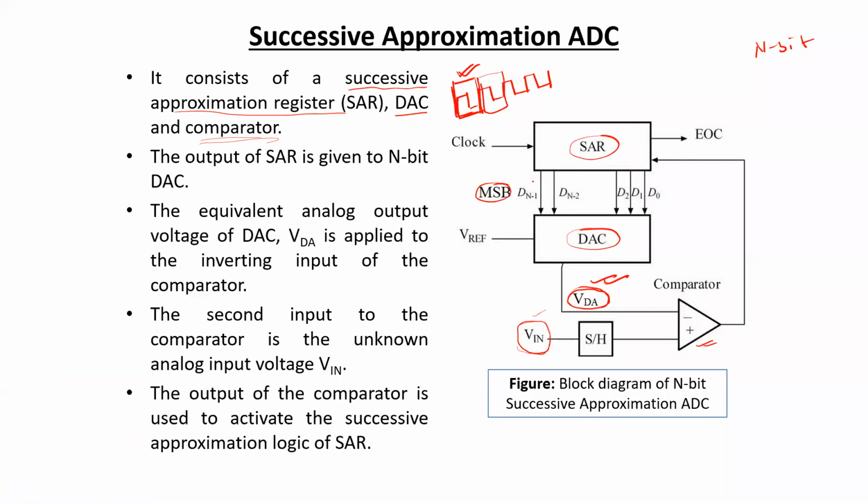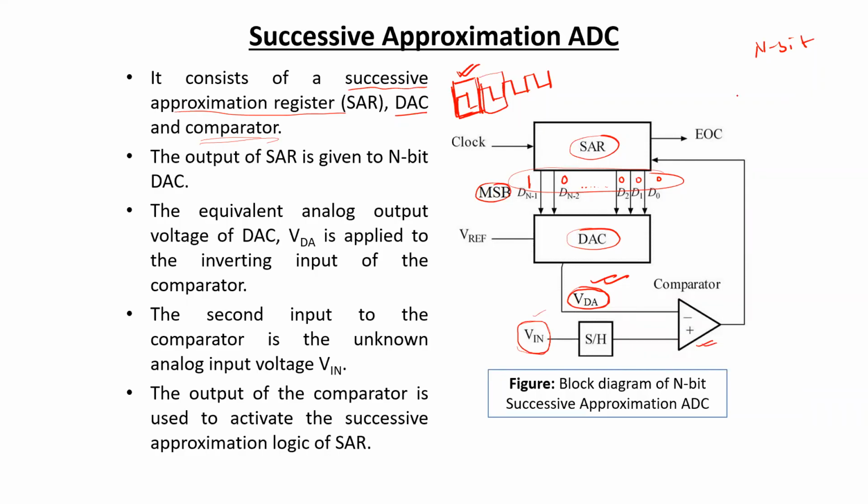Okay, so in the first stage, or the first cycle, let's say, the SAR sets the MSB equal to 1 and keeps all the other lower bits equal to 0 at the initial stage. So for n bits, there will be multiple intermediate bits as well, but all of them would be set equal to 0 at the initial cycle, except the MSB. When the MSB is set to 1 and all the other bits are 0, with respect to this particular bit pattern, the DAC is going to generate an equivalent analog voltage, that is VDA.